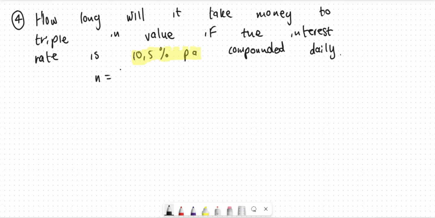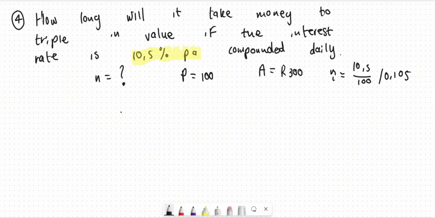So clearly we're looking for the n, the how long. What do we have as the principal value? We're not given what the principal value is, but we know that it triples. So we can assume a principal value. I don't know, we can take 100 as the principal value, and 3 times that will be the accumulated value, which is going to be 300. The interest that's given is 10.5 over 100. Remember, you need to either write it as a fraction or write it as a decimal like this.